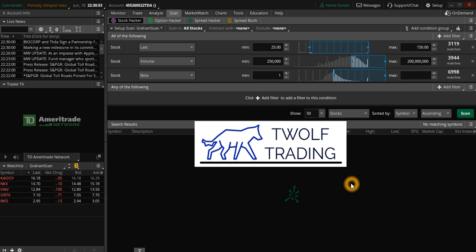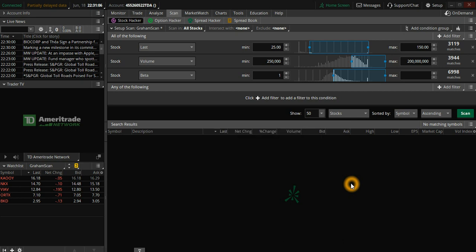Today I'm going to be talking about something that's been requested a lot of me, which is how to create a scan with multiple conditions, one including an oversold condition and at least including one bullish crossover condition. So I'm going to be talking about that today.